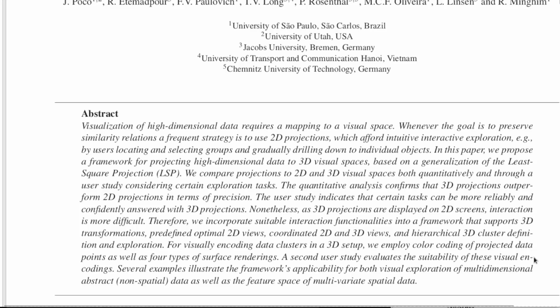Therefore, we incorporate suitable interaction functionalities into a framework that supports 3D transformations, predefined optimal 2D views, coordinated 2D and 3D views, and hierarchical 3D cluster definition and exploration. For visually encoding data clusters in a 3D setup, we employ color coding of projected data points as well as 4 types of surface renderings. A second user study evaluates the suitability of these visual encodings. Several examples illustrate the framework's applicability for both visual exploration of multidimensional abstract, non-spatial data, as well as the feature space of multivariate spatial data.